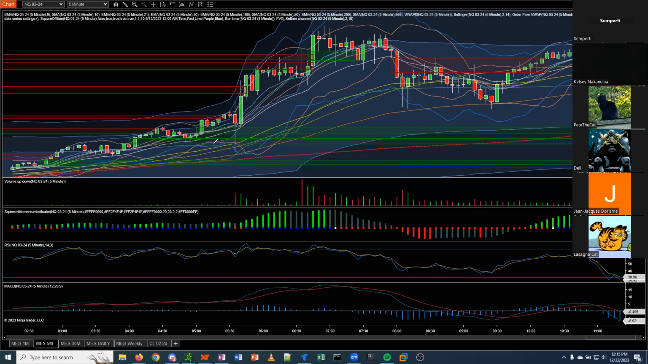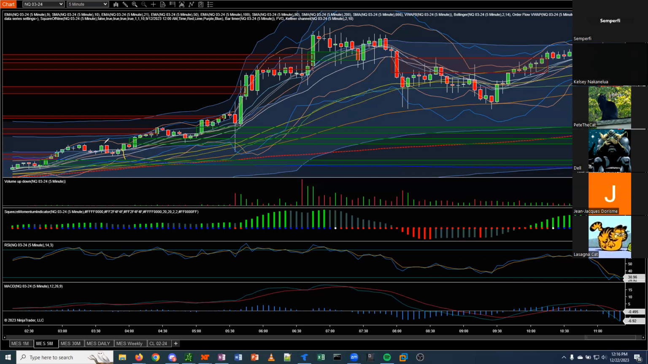It's called the two-legged pullback entry. A two-legged pullback entry. Here's a good example right here. There's two entries you can take in these areas on the confirmational pullback areas where the price action would not even come close to your stop loss. And take this note, the cleaner the leg is, the higher probability of your play playing out.